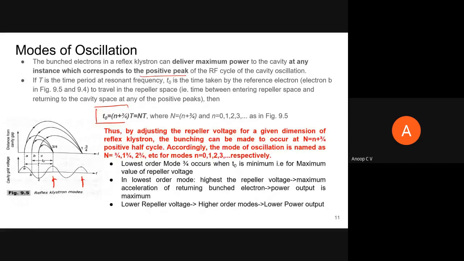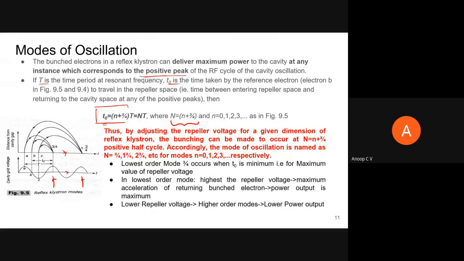If the bunching happens in between, at this instance, it's of no use. It cannot transfer kinetic energy to electromagnetic energy. So it can happen at any one of the positive peaks. And I've given here, if T is the time period and T naught is the time taken by the reference electron, the round trip time of the reference electron as far as this grid cavity is concerned, then we can write T naught can take values n plus 3/4 T, where this n plus 3/4 is called the mode.